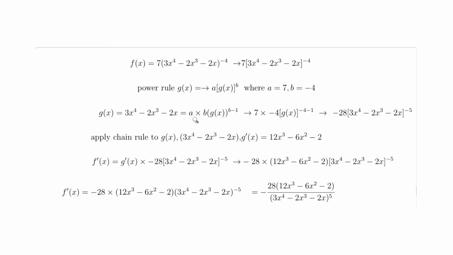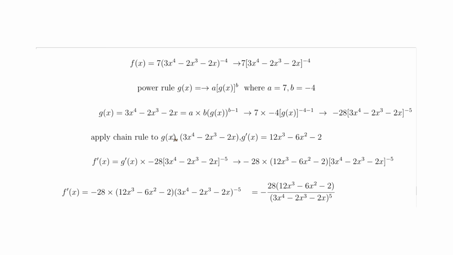So now we have to apply the chain rule to this stuff inside. So our function g of x, 3x⁴ - 2x³ - 2x, the derivative of that is: 3 times 4 is 12, and then reduce that by 1, that gives us 12x³. So there's our 12x³. 2x³, take the derivative of that, that's 3 times 2 is 6, 6x squared. So that's the -6x². And -2x, derivative of that is just -2. So here we've got the power rule and the sum rule all together inside one little polynomial. So 12x³ - 6x² - 2 is our derivative of g of x.